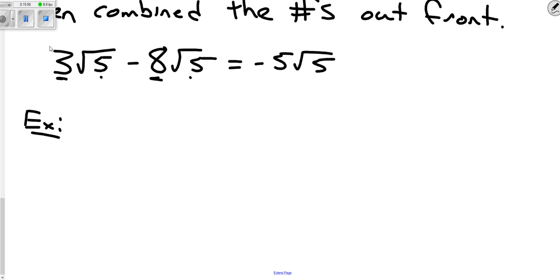But what if we had something like this? Root 50 plus 3 root 2. Now I already know that you guys know that 50 and 2 are not the same number.